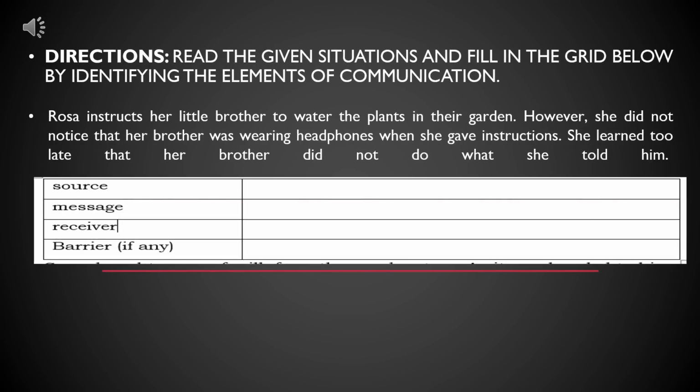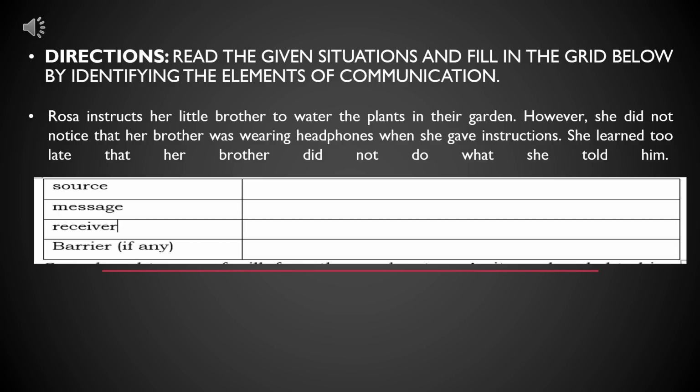Okay, continuing with the task directions, read the given situation and fill in the grid below by identifying the elements of communication. So Rosa instructs her little brother to water the plants in their garden. However, she did not notice that her brother was wearing headphones. When she gave instructions, she learned too late that her brother did not do what she told him.